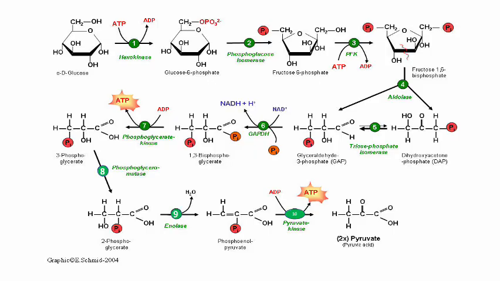Now, this slide shows the summary of the 10-step process of glycolysis, which involves many types of enzymes, including your hexokinase, your phosphoglucoisomerase, your PFK, your aldolase, your triose phosphate isomerase, your GAPDH, your phosphoglycerate kinase, and also your phosphoglyceromutase, enolase, and your pyruvate kinase.